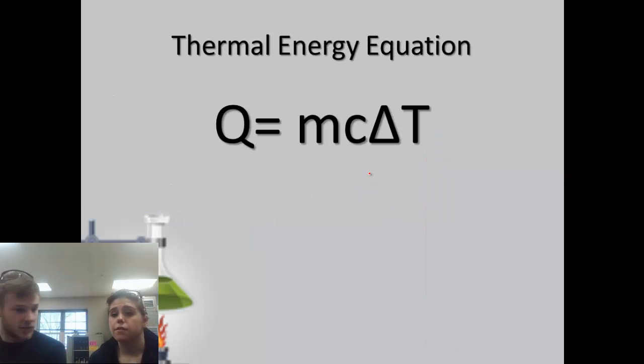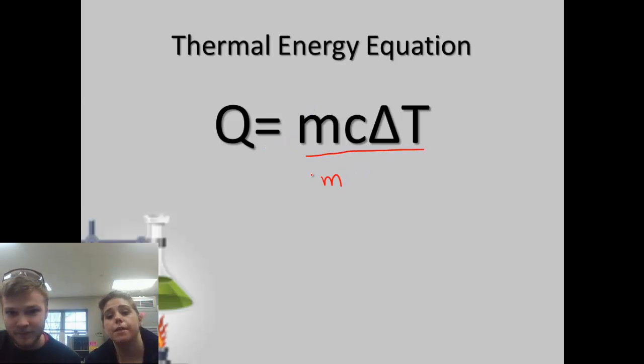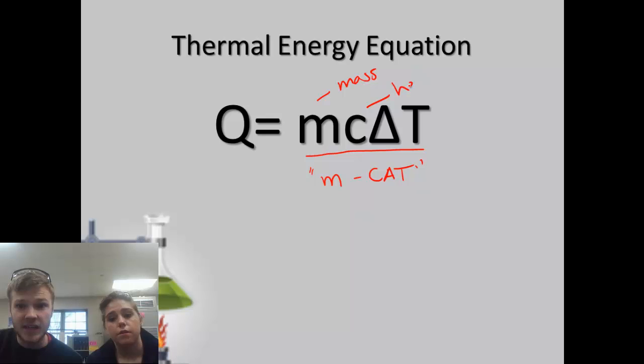This is the equation you're going to be using. We call it MCAT. We say Q equals m c delta T, because that delta, remember, means change, and kind of looks like a funny looking A. M stands for mass, and mass is measured in grams. This C is heat capacity. And what's the unit on that?